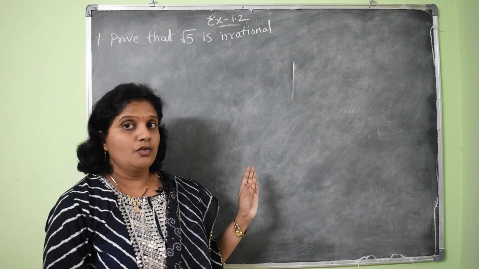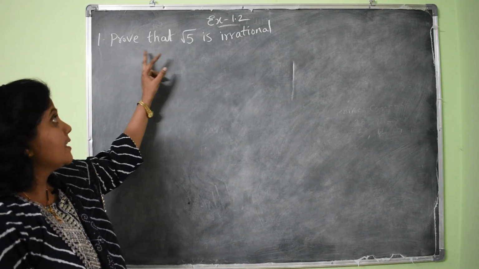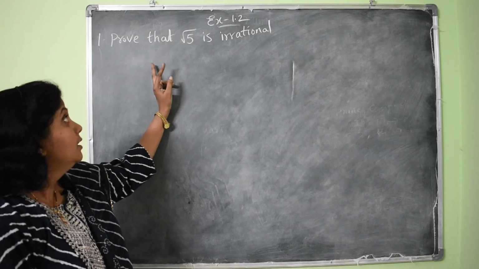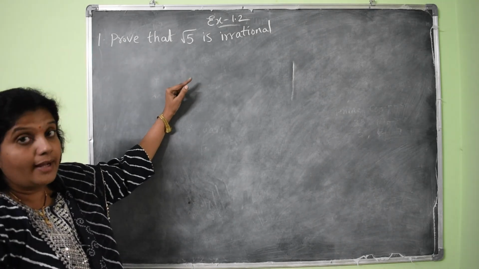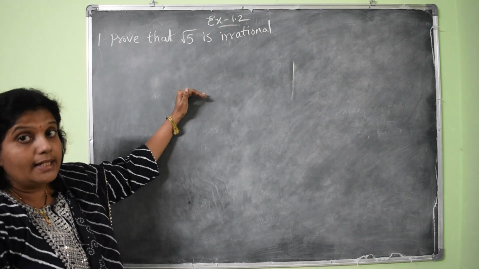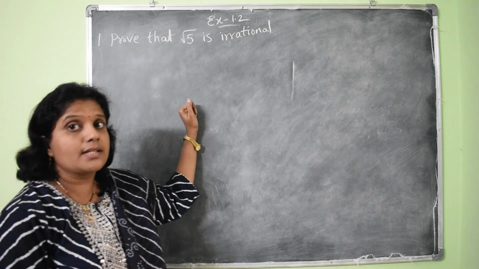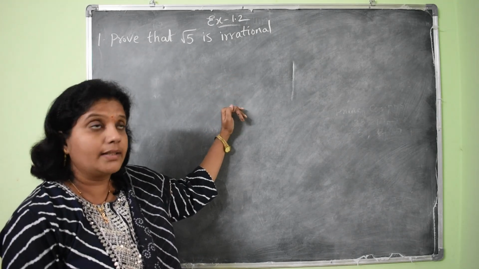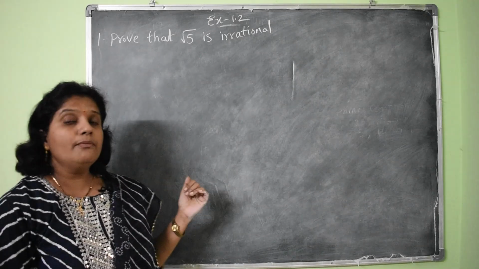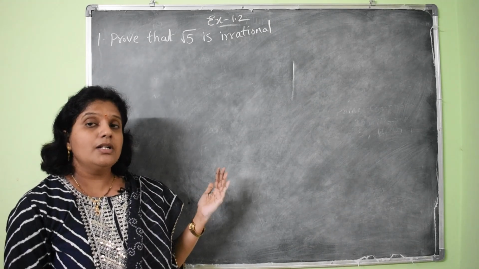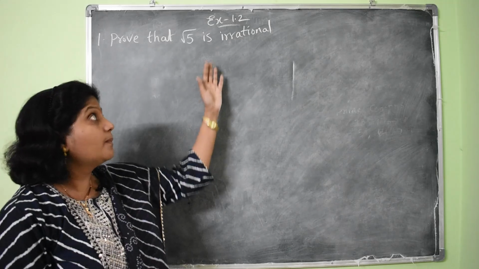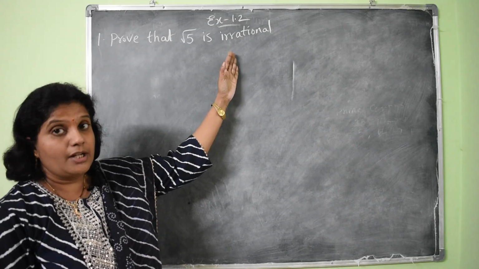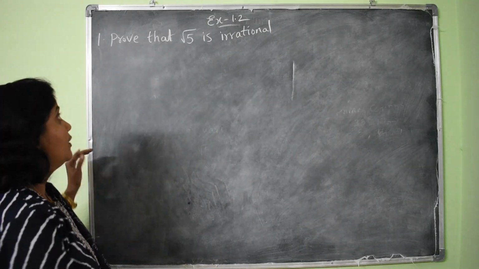Understand? Today we are going to discuss exercise 1.2, the first problem. What is the question? Prove that root 5 is irrational. To prove that root 5 is irrational, we are assuming the contradiction statement. What do you mean by contradiction statement? It means the opposite statement. What is opposite to irrational? Opposite to irrational is rational only. So that is what we are assuming.